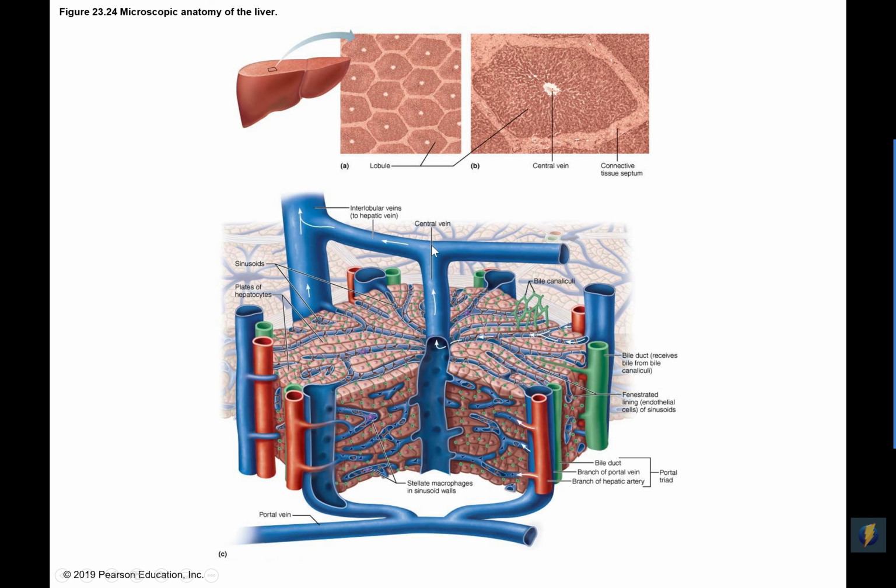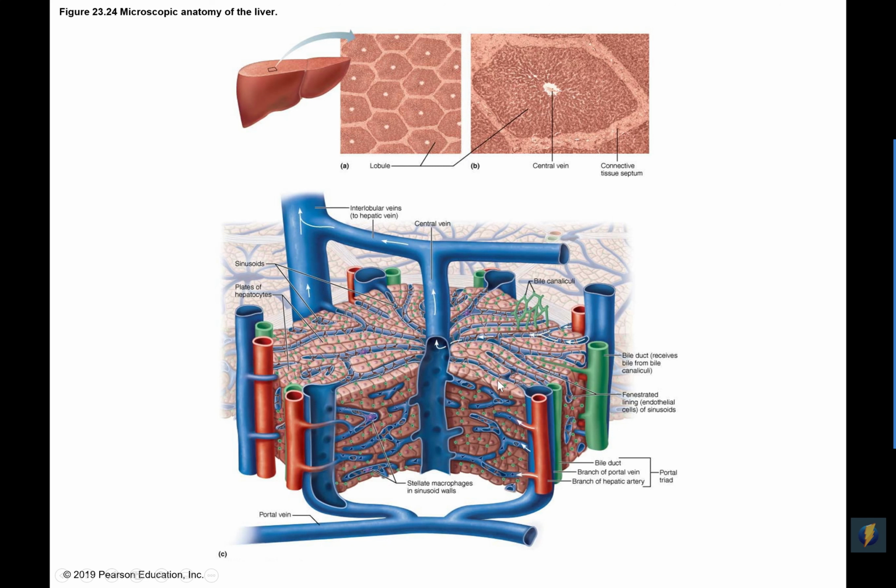Each of these central veins drains into an interlobular vein, and ultimately all of the interlobular veins will drain into the hepatic vein, which ultimately drains the liver into the vena cava. So that's how blood flows through, carrying that nutrient-rich blood from the GI tract and the digestive organs, and also oxygen-rich blood from the aorta.